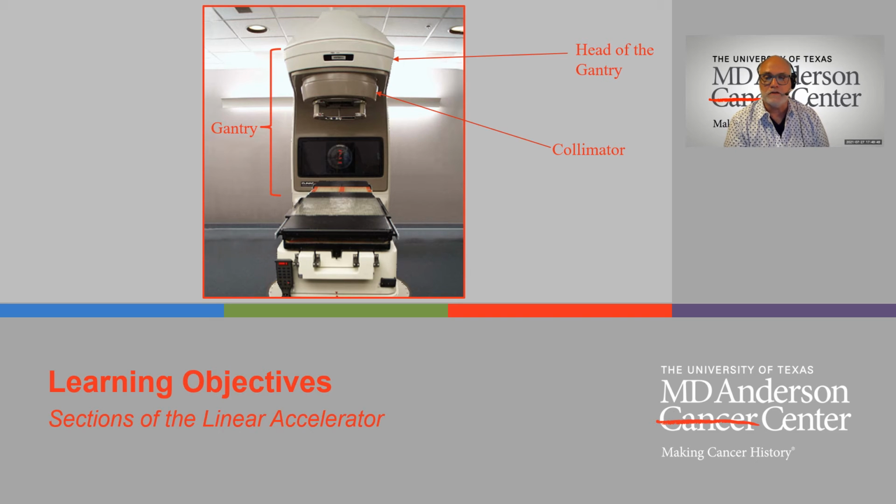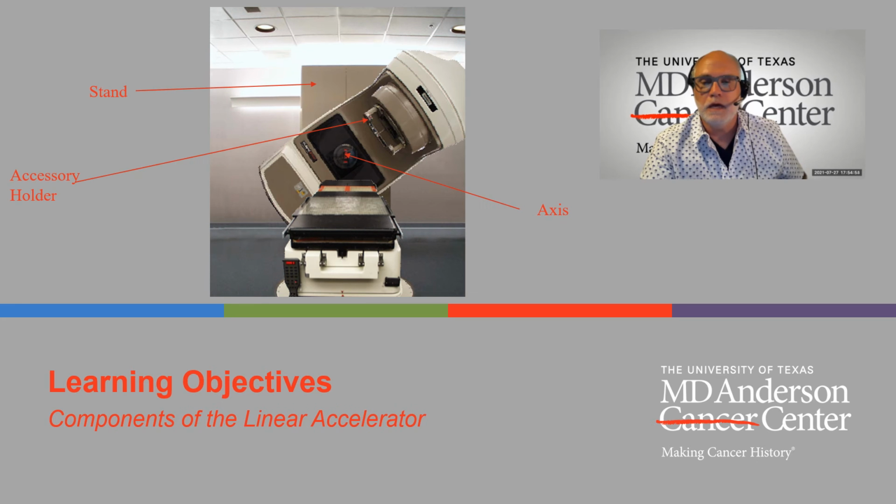Inferior to the head of the gantry is the section called the collimator. Like the gantry, the collimator can rotate 360 degrees. In this photograph, you can see the gantry rotated to the right. The stand is located directly posterior to the gantry and houses essential components in making therapeutic treatment beams. Please note the location of the axis in which the gantry rotates. This is a pivotal part of the equipment, as you will learn later. Yes, the pun was intended.